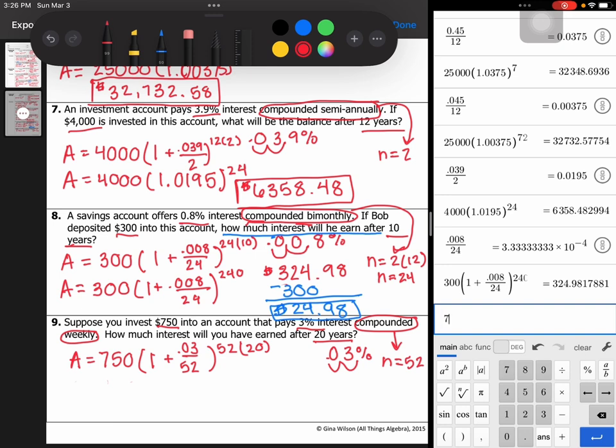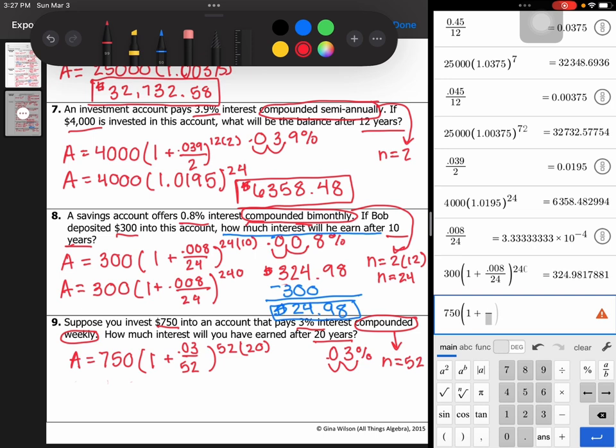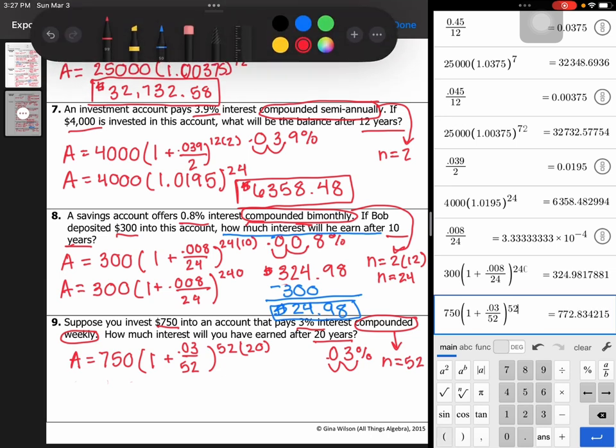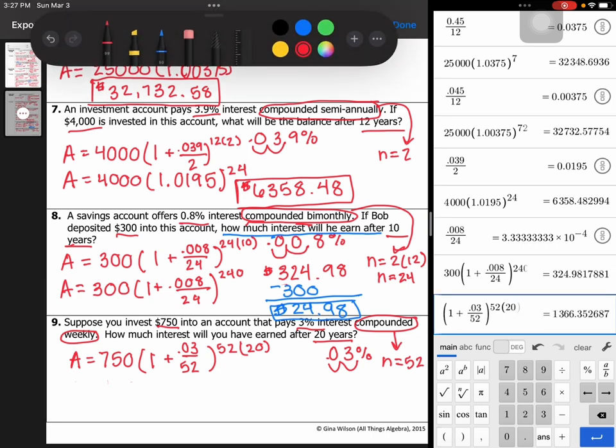So 750, and then in parentheses, 1 plus, add our fraction, 0.03 over 52. Close parentheses, 52 times 20. So if you're really careful, you can also type in the exponent as multiplication. You just have to make sure that the 52 and the 20 stay in the exponent. Perfect.